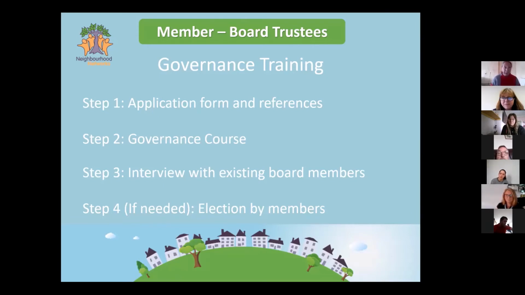So we end up with a number of candidates at the end of that. One year we had 2 candidates and 2 vacancies, so that was easily done. But most years we have more candidates than there are vacancies. So we then go to an election of the membership to decide who's going to be the next member trustees of Neighbourhood Networks.